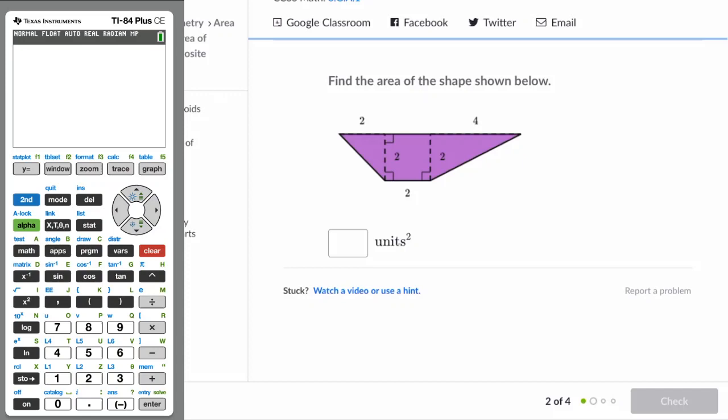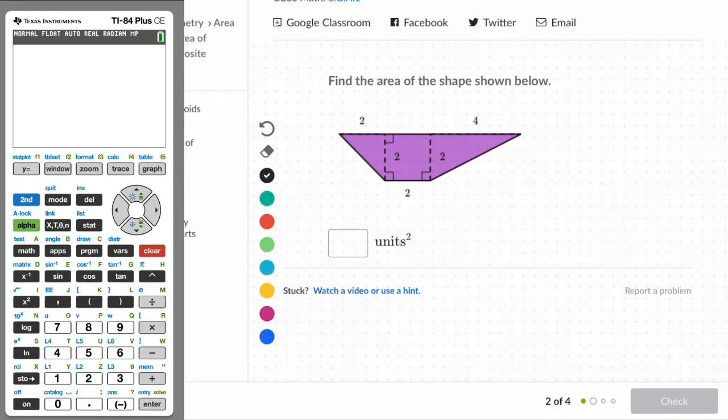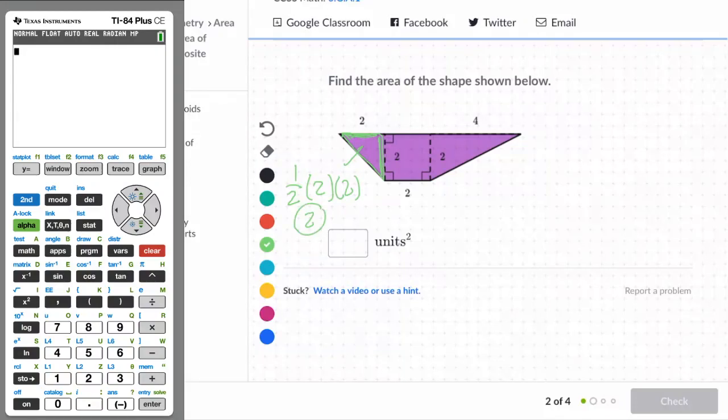The next one has us find the area of the shape shown below. Same thing. We have 3 pieces to this shape. You've got your triangle right here on the left. We'll do that one first. So that's 1/2, a base of 2, and the height is also 2. So 1/2 times 2 times 2 is going to give you 2 for that triangle.